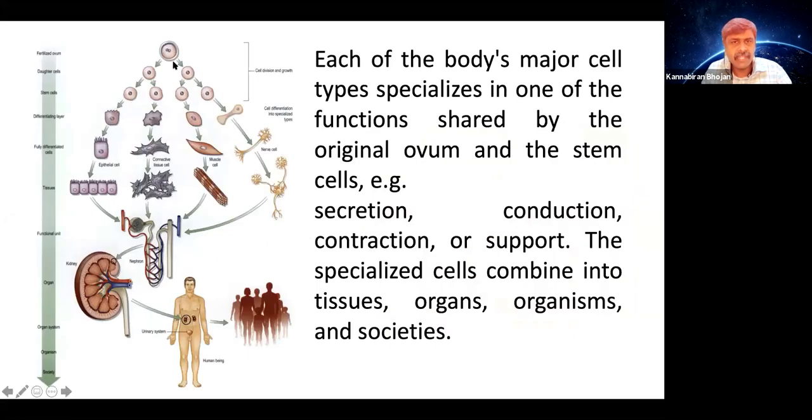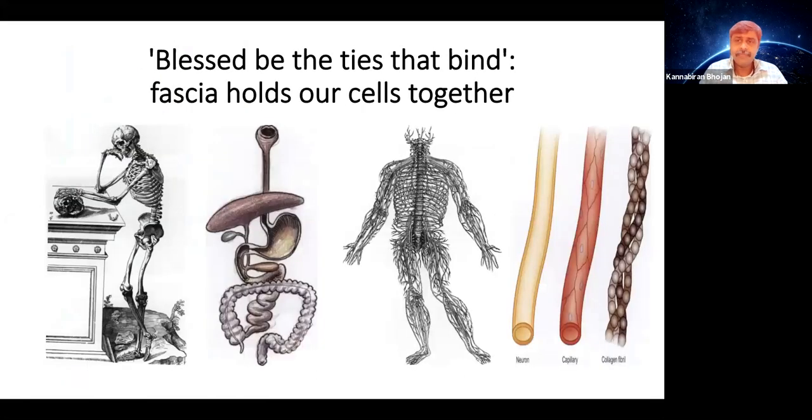These are all different cells, basically, coming from the ovum and the sperm cells. Then they specialize into different organs and tissues, and we organize into colonies and then society, whatever. But what is common, binding all these different organs, you need to remember, is the connective tissue, particularly the fascia. So the fascia holds our cells together. That is why you need to manipulate fascia, because it holds our cells together. So it has a solution for most things.